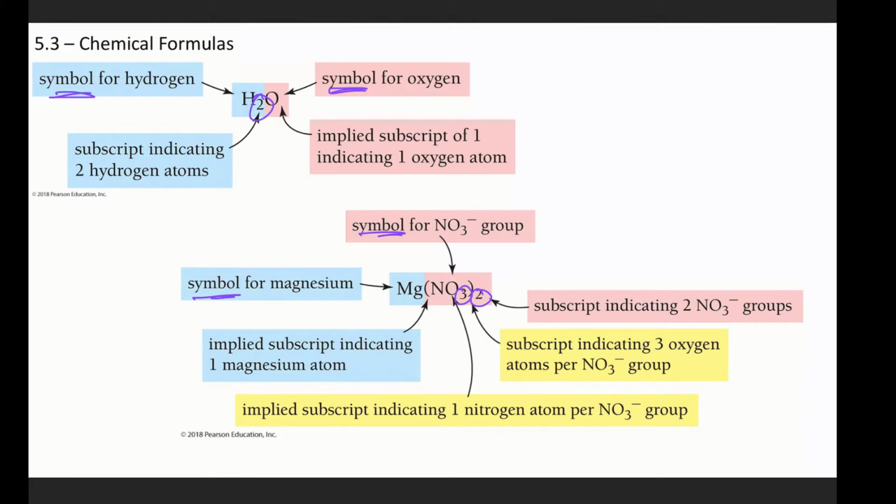Kind of like in math, where in H2O that 2 says we have 2 hydrogens. The presence of no subscript there implies 1, because otherwise we wouldn't have written the O if there were no implication of its presence.